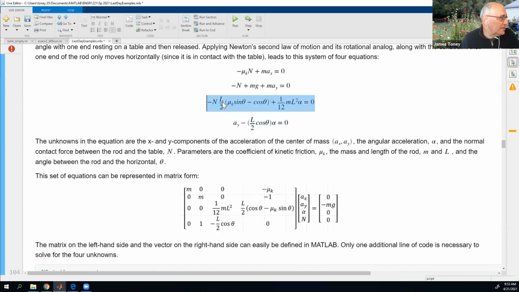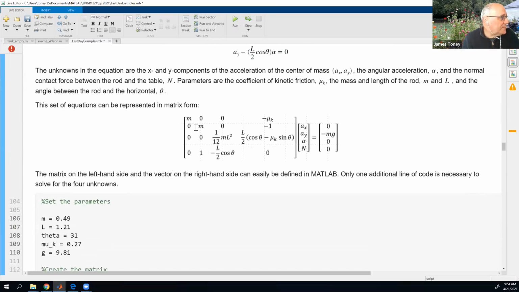The third one is the rotational equivalent of Newton's second law, where the sum of the moments equals the moment of inertia times the angular acceleration. Okay, so this is F equals ma. This is tau equals I alpha. All right, so those are the four equations. How do you set them up in MATLAB so you can solve them?